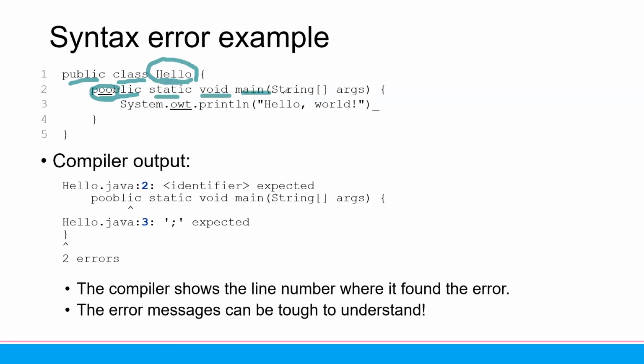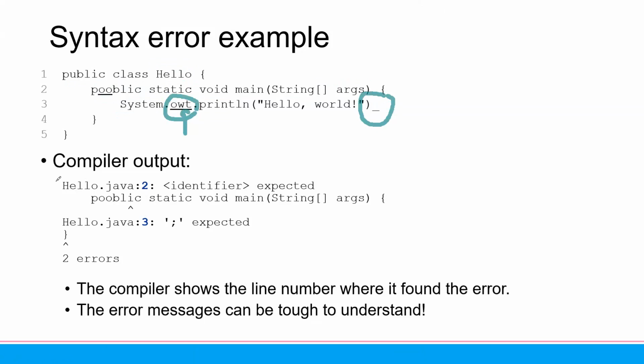Static void main string with the square bracket args, this is the argument. So for the first time, let's just memorize this one. There is no problem with this. And then system dot OWT. So it should be out, but it is typed as W. So it is also a syntax error. And at the end of this statement, we have no semicolon. So this is also a syntax error.